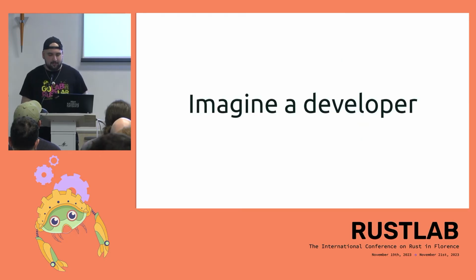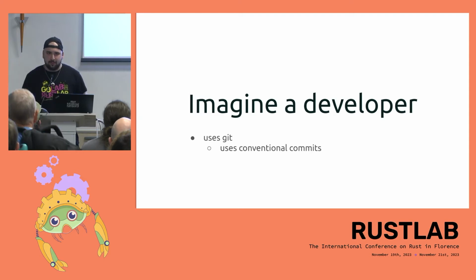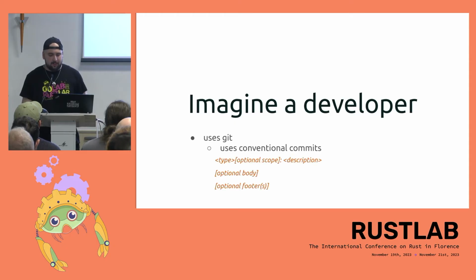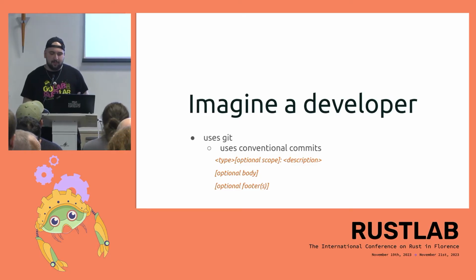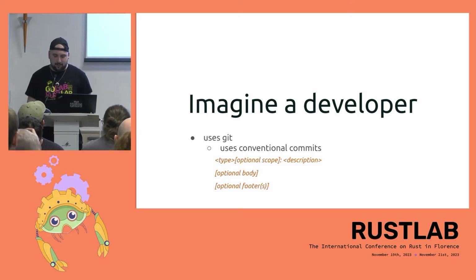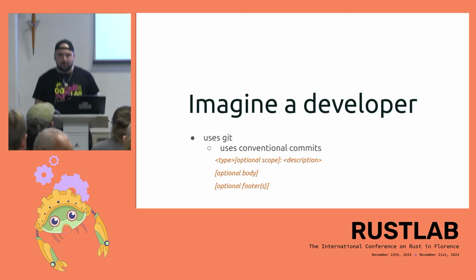So let's start. Let's imagine a developer. They use Git, luckily, good for them. They use conventional commits. Let's pretend they use conventional commits. So what are conventional commits? To give you a quick introduction, it's basically this format. You have a type, an optional scope, a description, body, and footers.